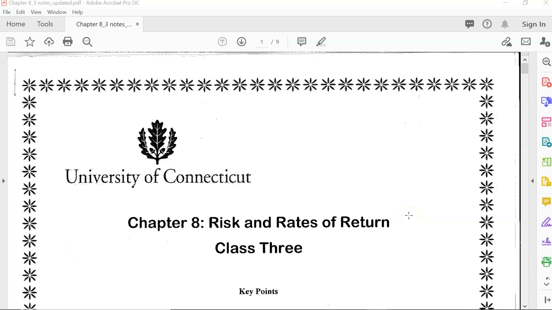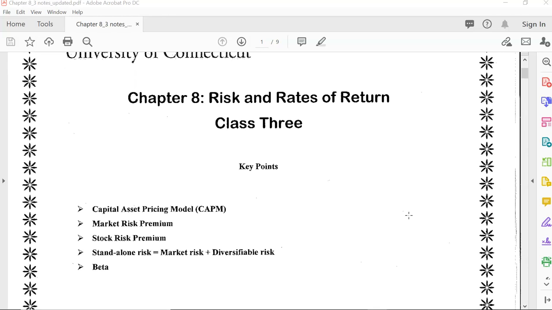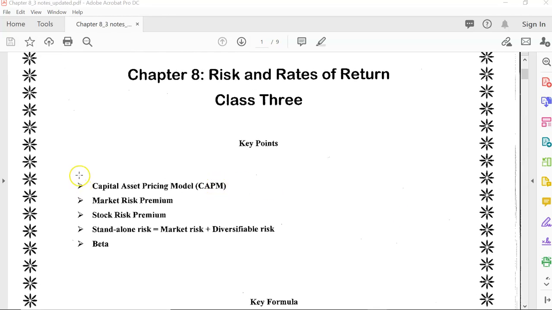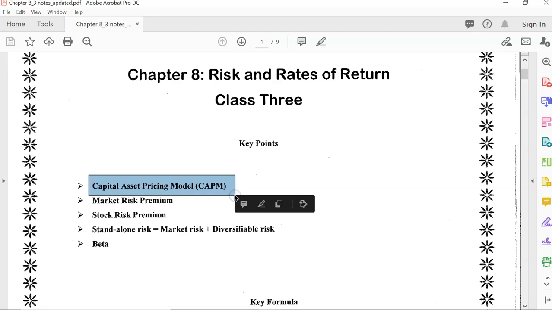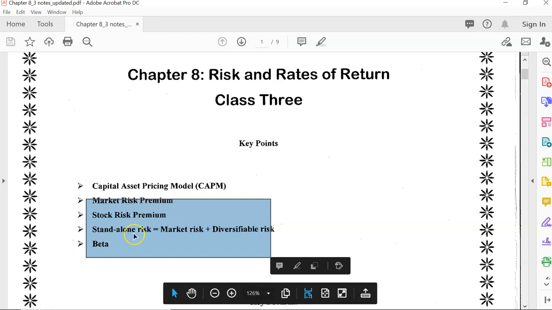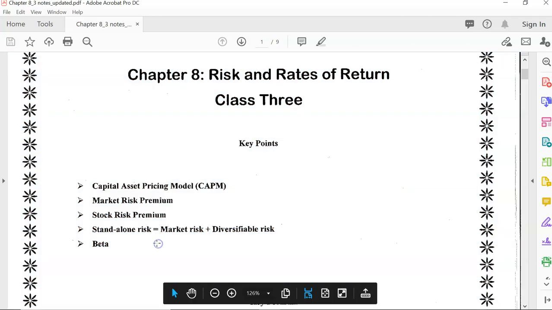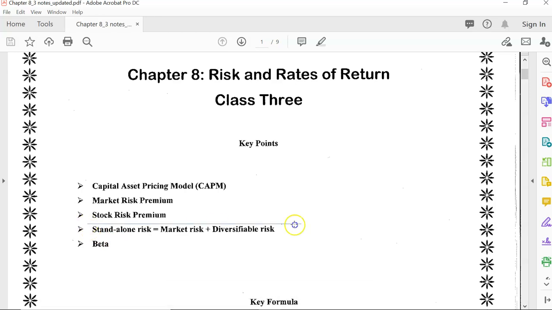Hi class. So for chapter 8 class 3, we're going to continue discussing risk and return. We're going to focus on the capital asset pricing model, CAPM. Some key concepts related to this model are market risk premium, stock risk premium, standalone risk, market risk, diversifiable risk, and beta.